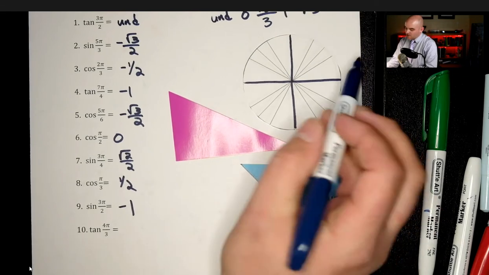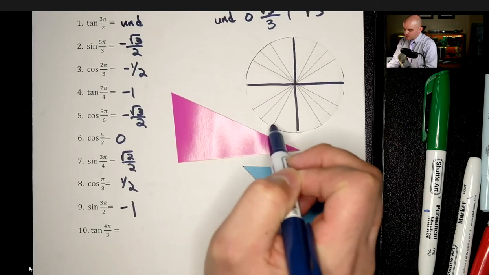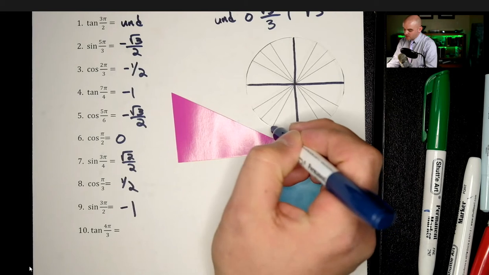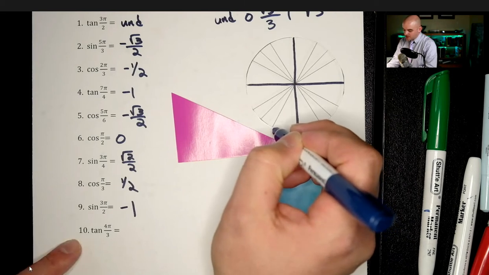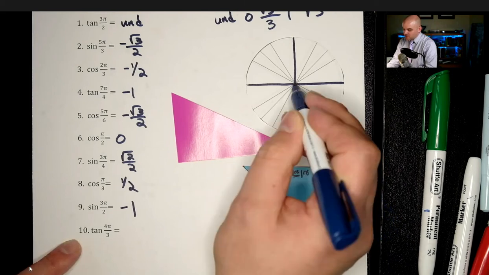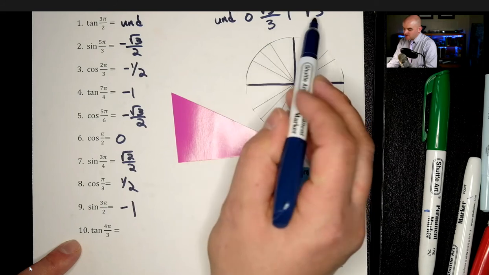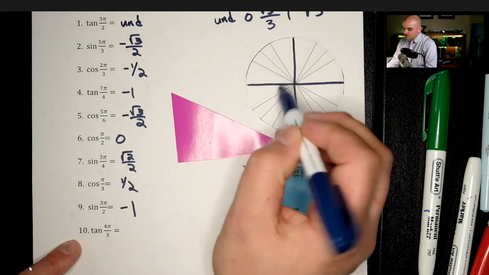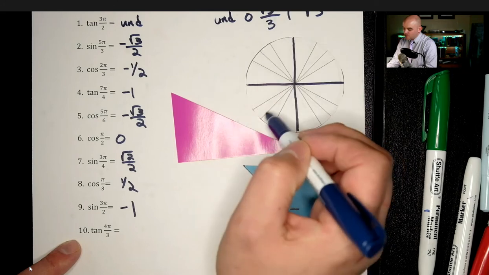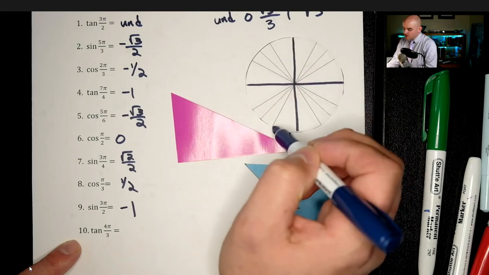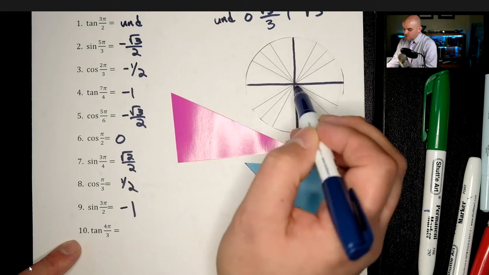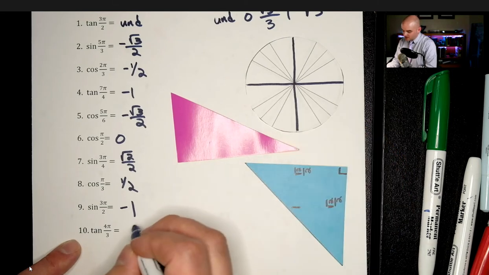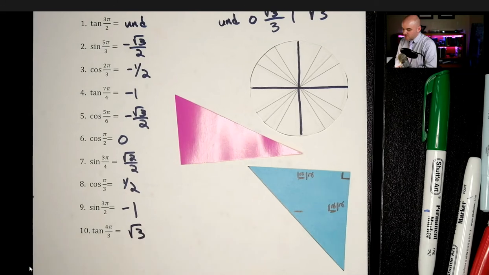Well, 4 pi over 3 is just 1 pi over 3 past 3 pi over 3, so it's going to be right here. I want the tangent of that, which is going to be the slope of this line. Now remember, here's my options. The steeper slope is going to be the bigger number. So these shallower slopes are root 3 over 3. The one in the middle is going to be 1. And then this is going to be positive root 3. So that goes there. Positive root 3, that's the steeper slope.